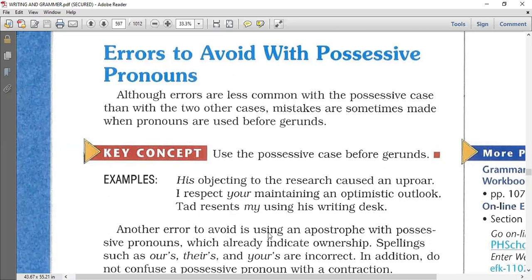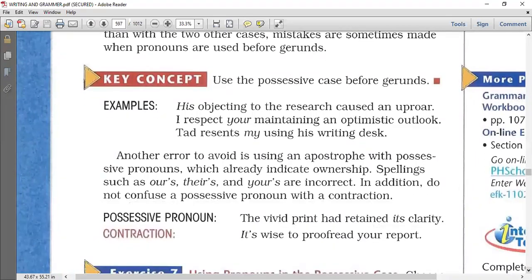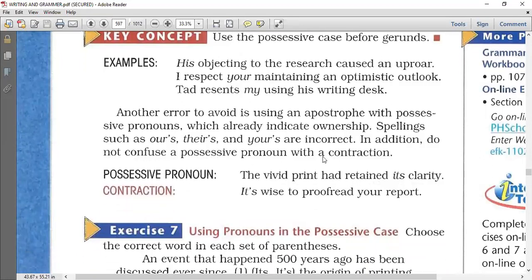Another error to avoid is using an apostrophe with possessive pronouns. You know, when we say this book is hers or this book is ours, some people by mistake add an apostrophe. And this is wrong, as you know. In addition, do not confuse a possessive pronoun with a contraction. Most of the people confuse it's and its. It's, which is it is or it has, with its, which is the possessive pronoun here. The vivid print had retained or kept its clarity. Its here doesn't need an apostrophe.